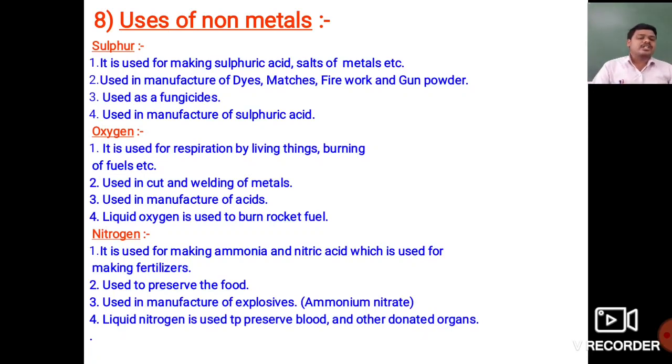And then manufacturing of acids. The oxygen is very essential for the manufacturing of acids. Then the liquid oxygen will be used in the rocket burn.